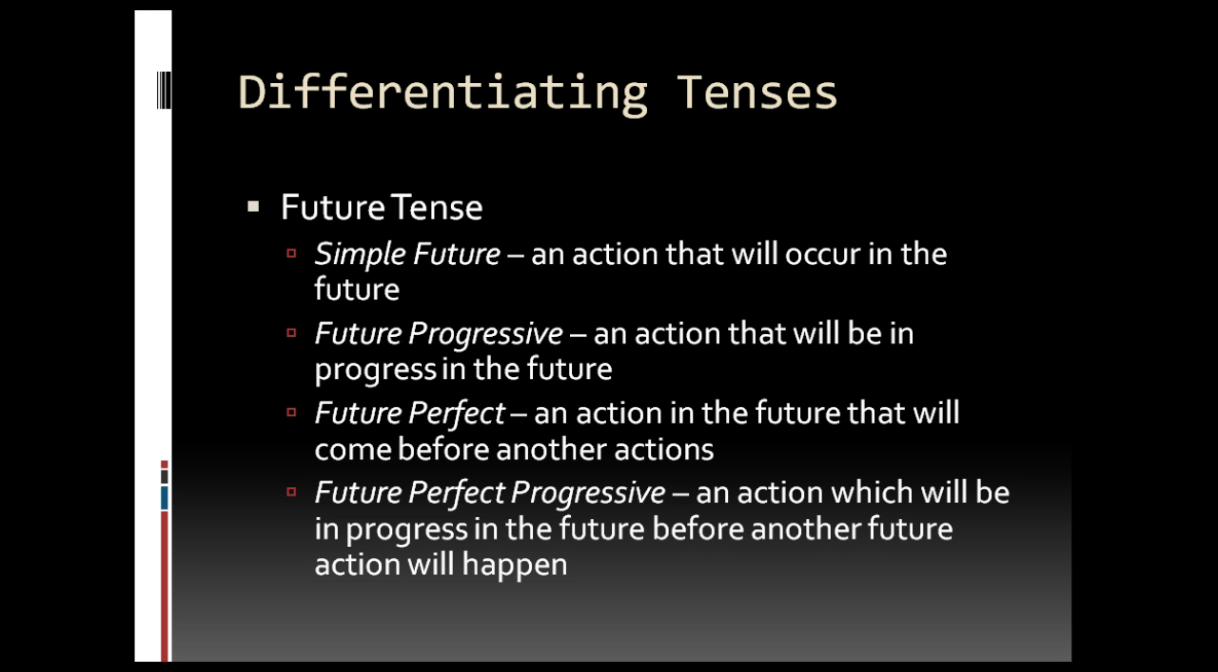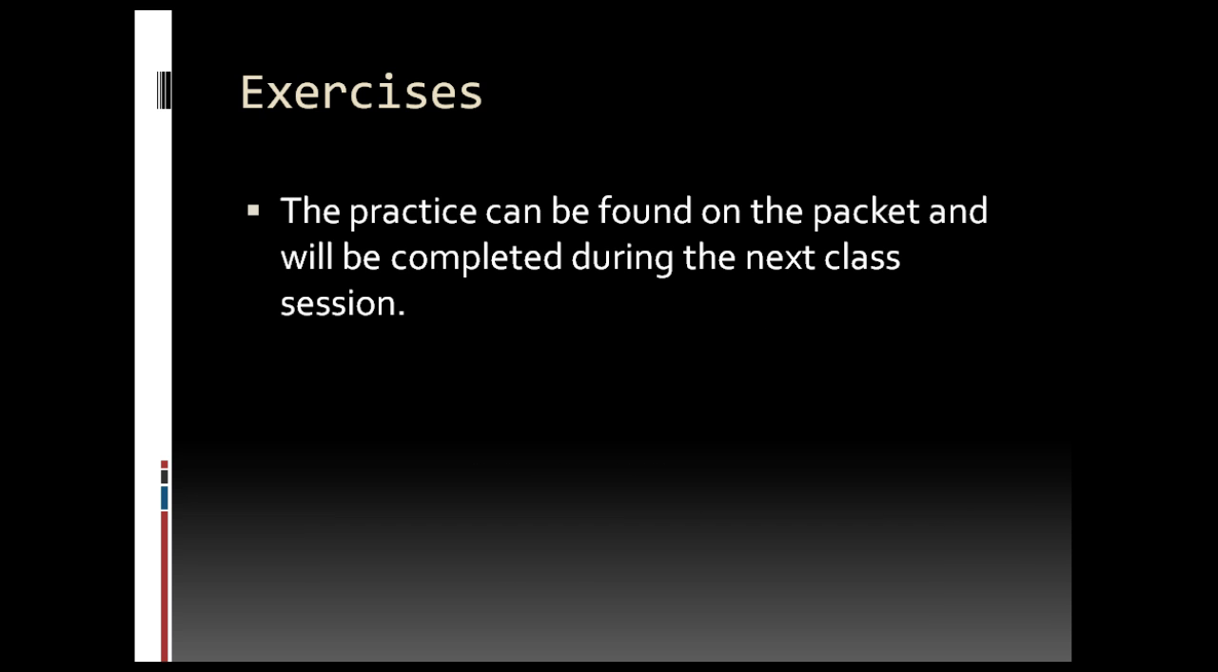Future perfect. So it's in the future, but it's before other things that happen in the future. So it's kind of before the simple future. Future perfect progressive. So it's an action that's going to be in progress in the future. That's the future progressive part. But it's before another future action that will happen. This seems kind of clear as mud.